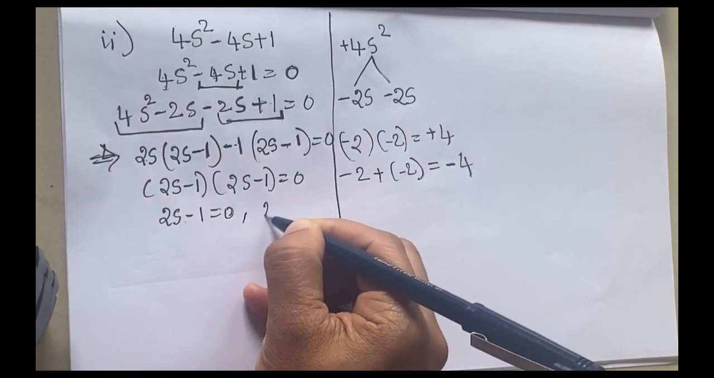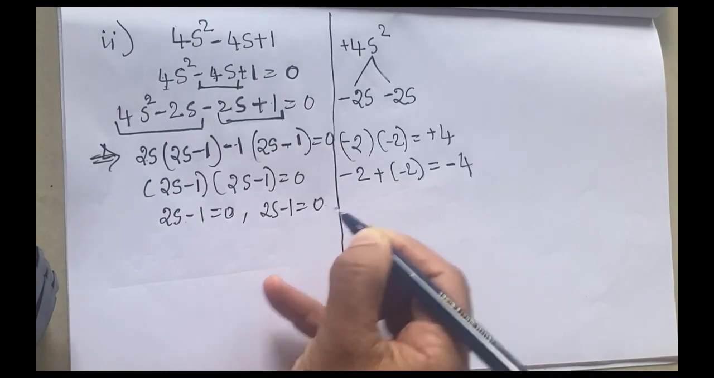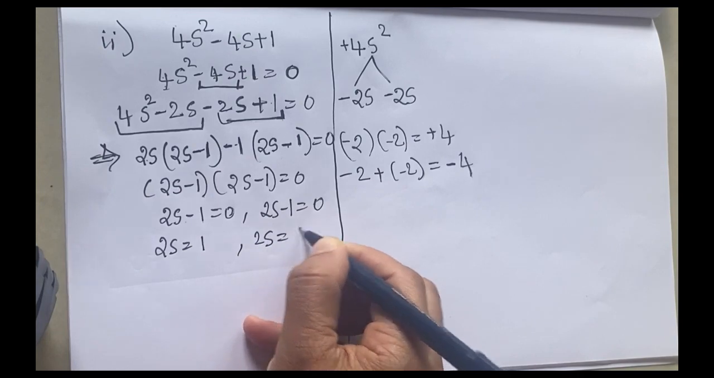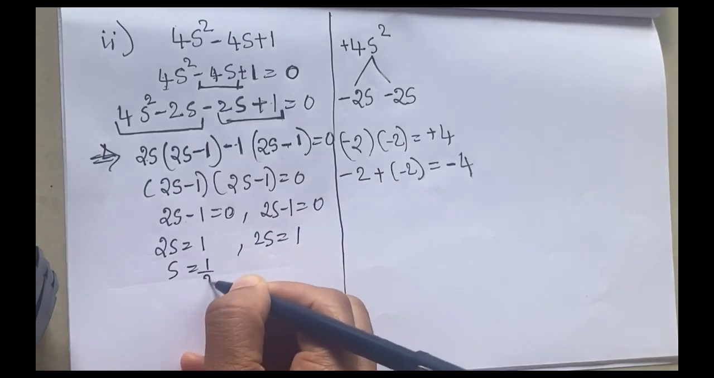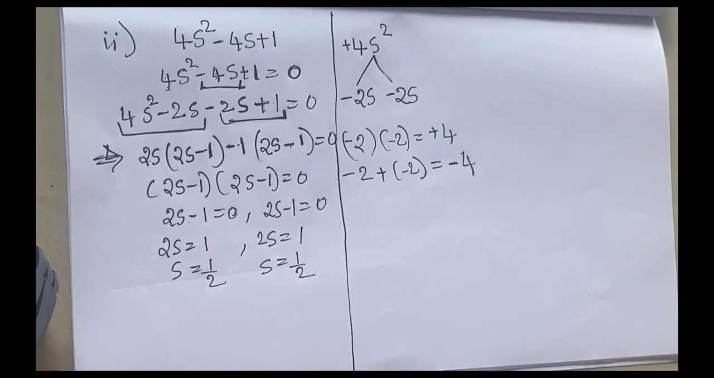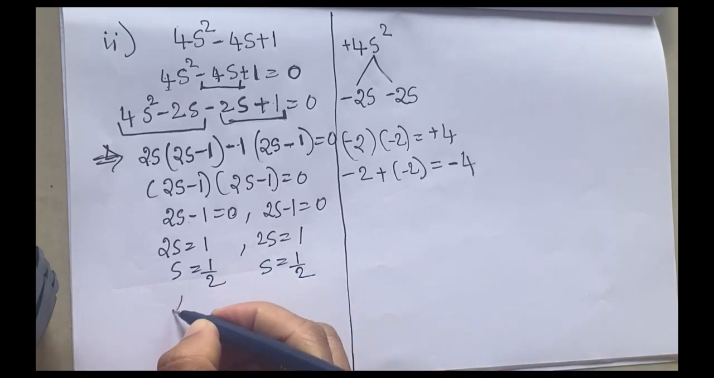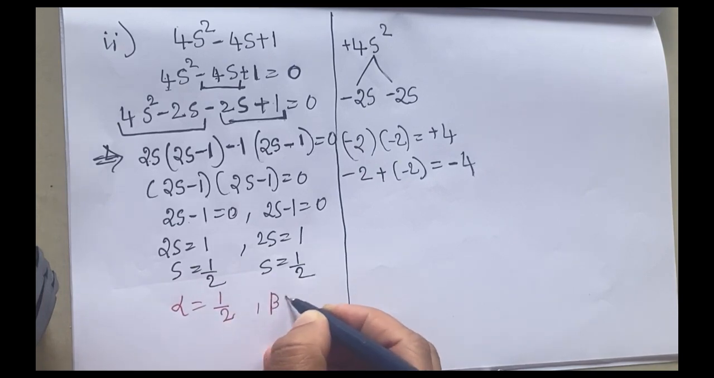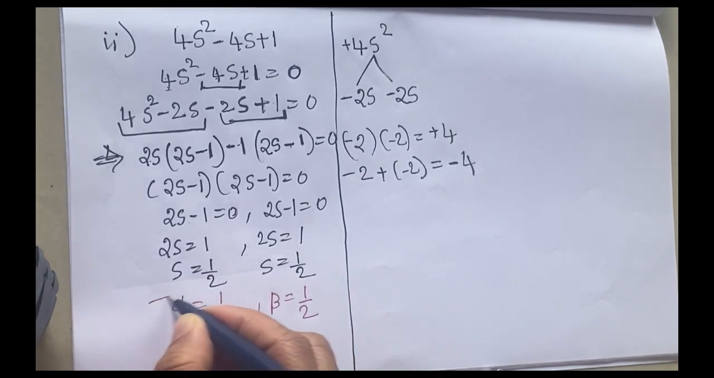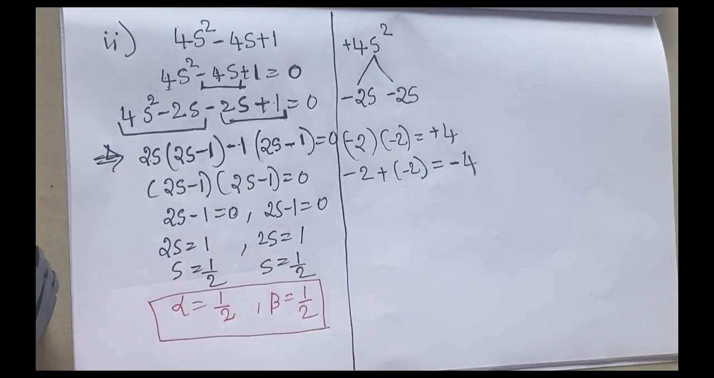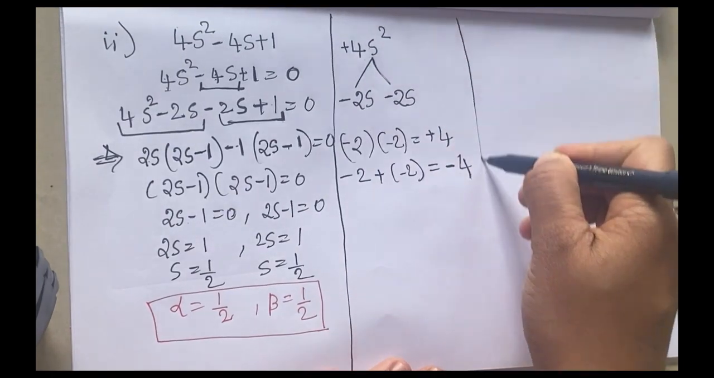2s minus 1 is 0. 2s minus 1 is equal to 0. 2s is 1. S is 1 by 2. In this case, one of the zeros is 1 by 2, and another zero is 1 by 2. Zeros of the polynomial are 1 by 2 and 1 by 2.